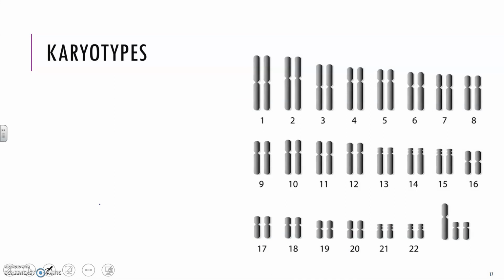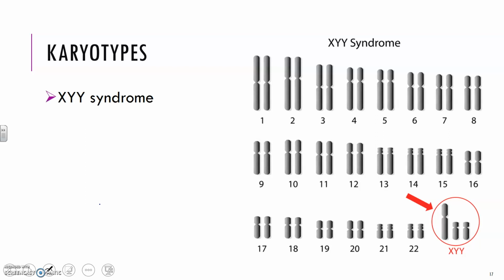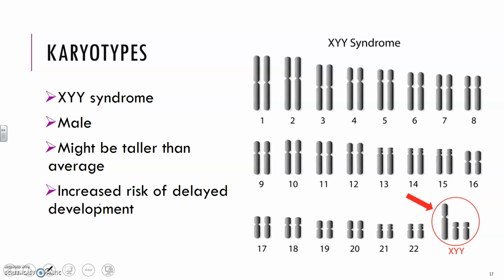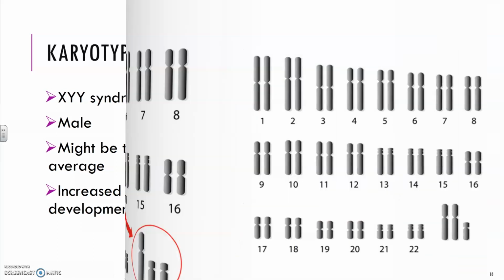All right, we are still going on with these sex chromosomes. This is XYY syndrome. Great name, I know. Obviously, this one is going to be male, has two Ys, might be taller than average, increased risk of delayed development. So basically, there is too much information coming from both of those Ys, and the cells get a little bit confused. So there is a risk of delayed development.